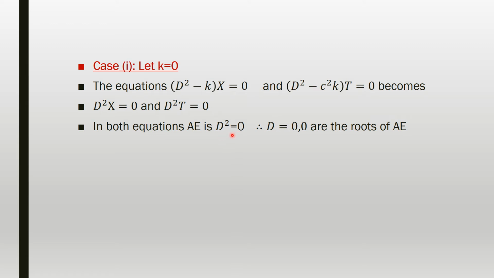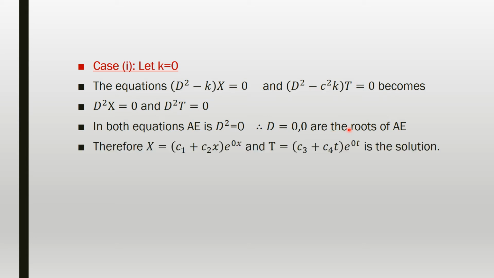Or we can write the auxiliary equation in terms of m also. That means we can write m² = 0, or simply D² = 0, as per your convenience. Therefore D = 0, 0, since this is a second degree polynomial, it should have 2 roots. Even if it is repeated, no problem. So D = 0, 0 are the roots of the auxiliary equation.